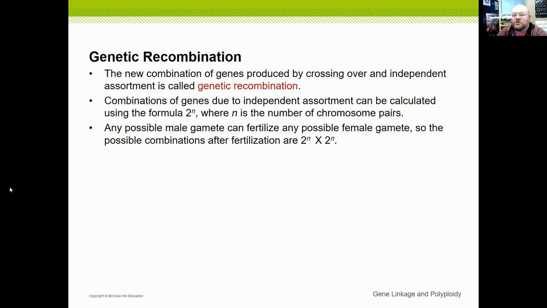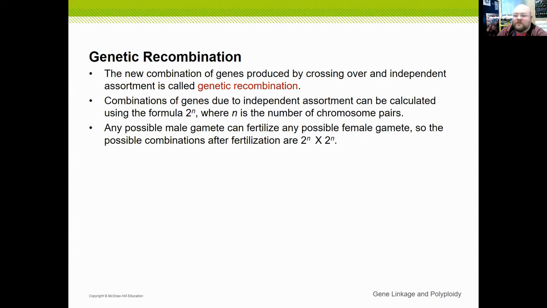Now, genetic recombination. The new combination of genes produced by crossing over and independent assortment is called genetic recombination. Combinations of genes due to independent assortment can be calculated using the formula 2 to the nth power, where n is the number of chromosome pairs. So any possible male gamete can fertilize any possible female gamete. So the possible combinations after fertilization are 2 to the nth power times 2 to the nth power.